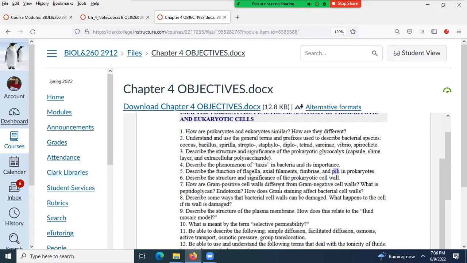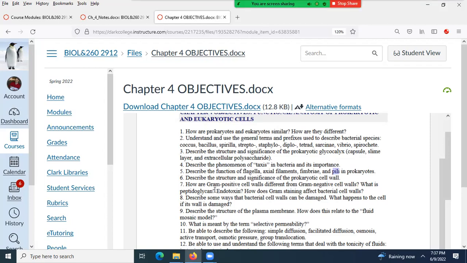Describe the structure and the significance of the prokaryotic cell wall and how prokaryotic cell walls can stain gram-positive and gram-negative. And the staining is because of the difference in the cell wall. The gram-positive cell wall is very thick and has a very thick peptidoglycan layer. The gram-negative cell wall has a thinner peptidoglycan layer, and it also has lipids on the outside of the cell wall that we call the outer membrane of the cell wall.